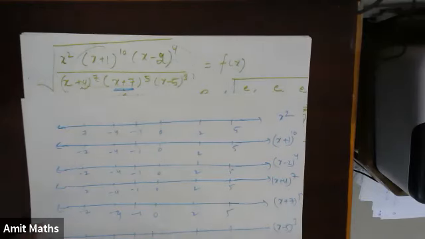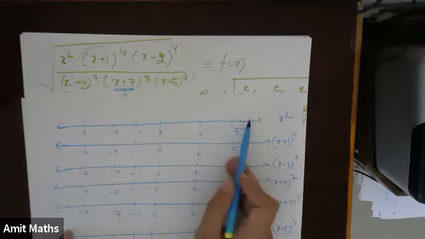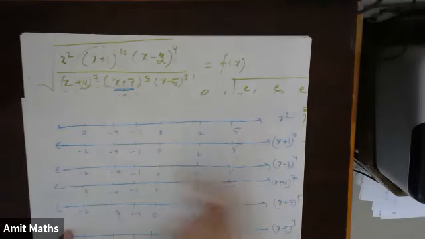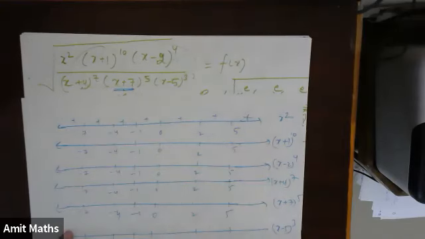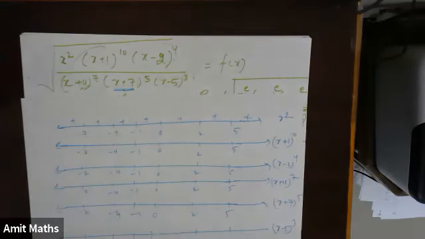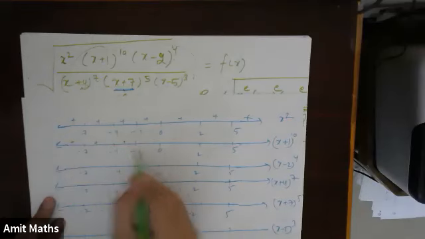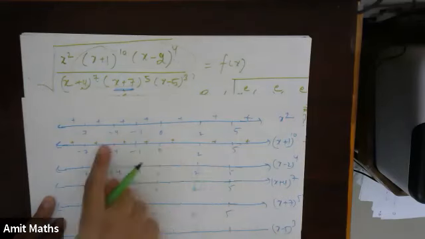Okay. So what I'll do is check for x square. Why? x square is positive everywhere. So I'll write plus, plus, plus, plus, plus, plus, plus. Fine. (x plus 1) to the power 10 is positive everywhere. So again I will write positive. In between them, it will always be positive.